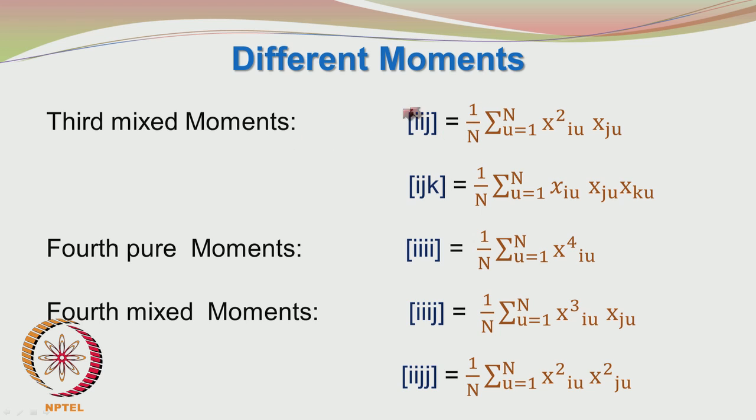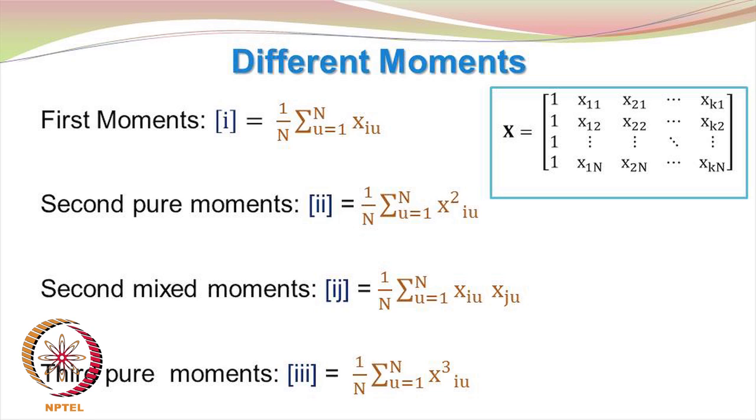Third mixed moment, the total order of the moment is 1 plus 1 plus 1, which is 3, and mixed moments means there can be elements which are different from one another. You can have two same elements and then you can have a different element j. So, these i's and j's obviously refer to the ith column and the jth column in the moment matrix. So, we have 1 by n sigma u equal to 1 to n x squared iu and x ju.